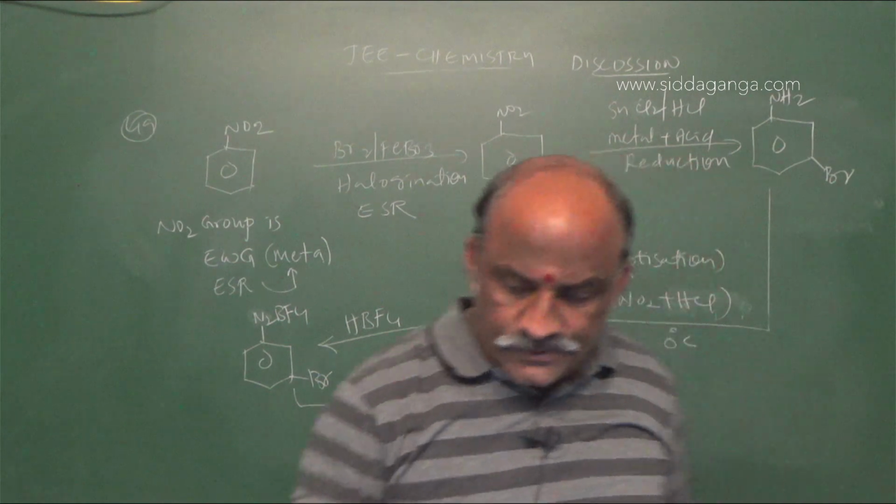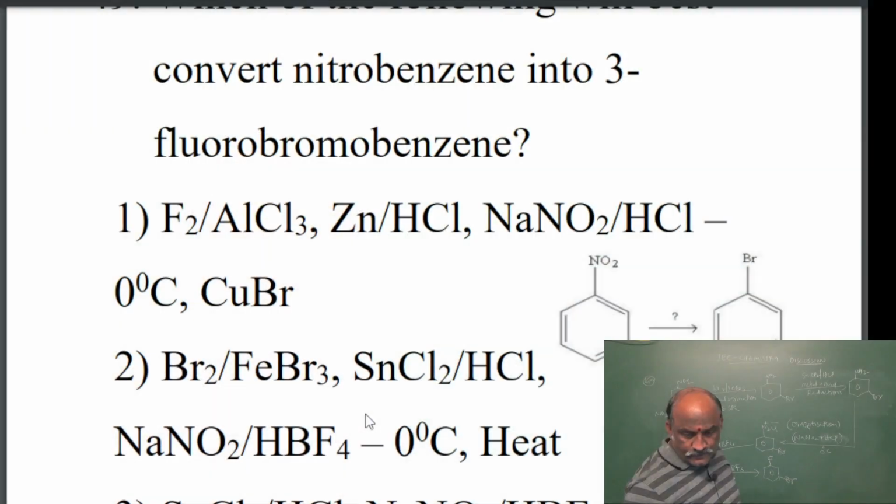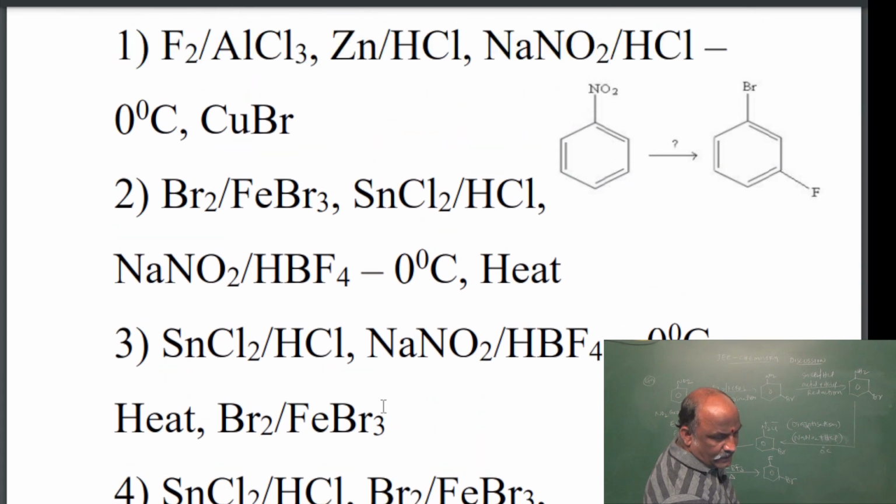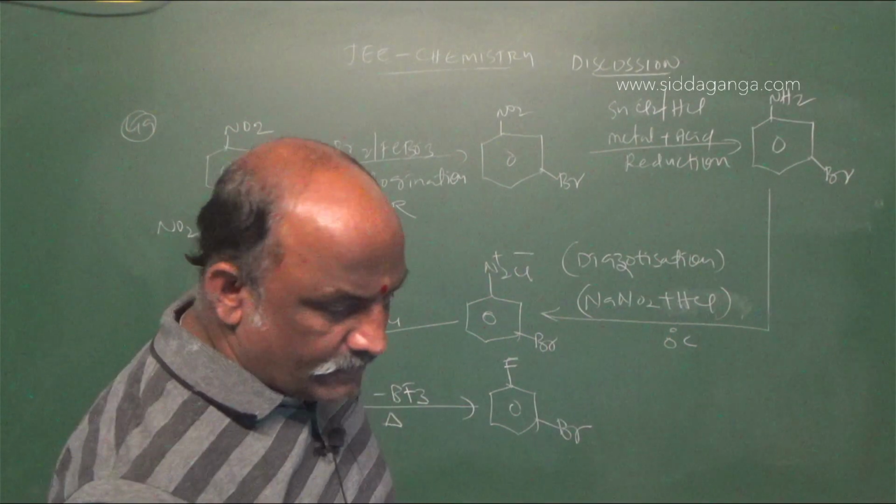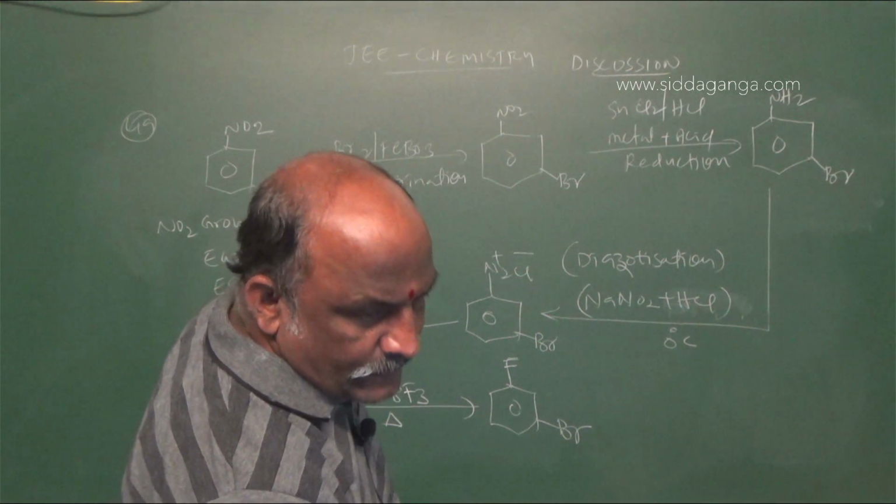So according to the options, we go with the second option: Br2/FeBr3, next metal plus acid, third NaNO2 plus HCl followed by HBF4 and heat. Sorry, not the third option. Second option: Br2/FeBr3, SnCl2/HCl, and third NaNO2/HBF4. Option 2 is right for this question. Make a note of this, it is very important. And the last one.